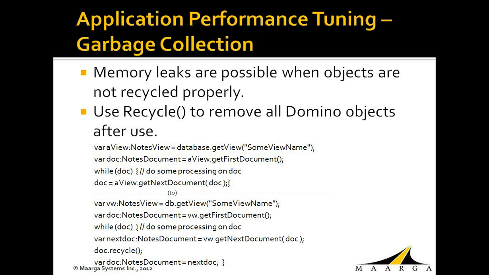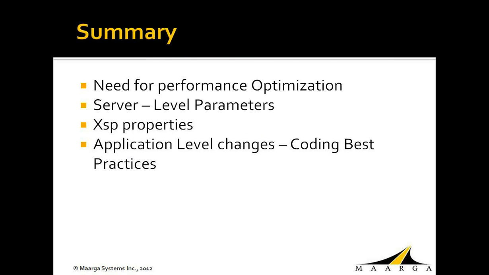It's even better if, after all the processing is done, we recycle the view also. Or we can use the recycle method to recycle all Domino objects. For example, if you're dealing with some IO objects and handles, we need to use flush, and for some file handles, we need to close them so that the memory is released for garbage collection. These things are specific to application code optimization.